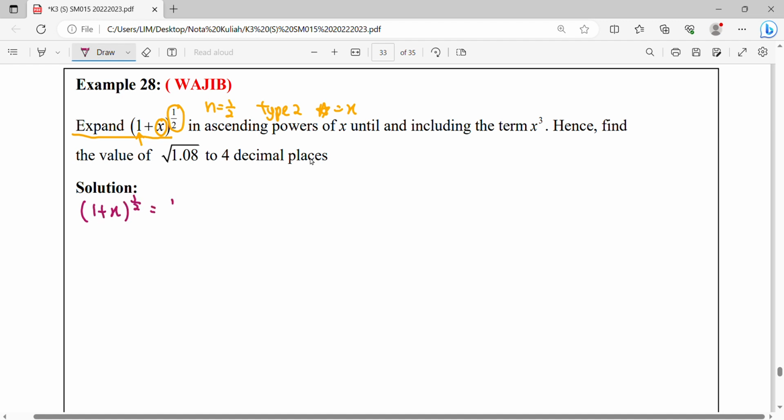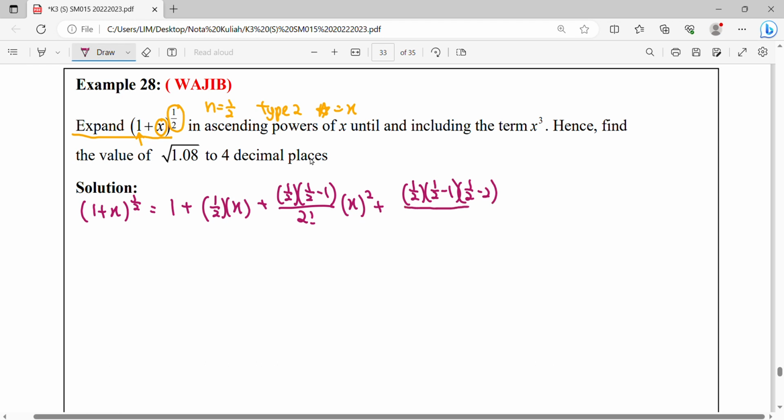So here we go, our formula: 1 plus n times star, plus n(n - 1) over 2 factorial times star squared, continue, n(n - 1)(n - 2) over 3 factorial times star to the power of 3. Then we can stop and put dot dot dot to represent the rest of it. So this is the term including x to the power of 3. Now we simplify this.